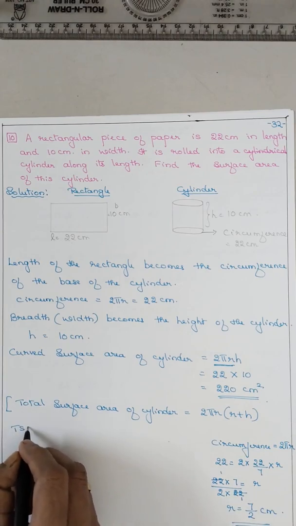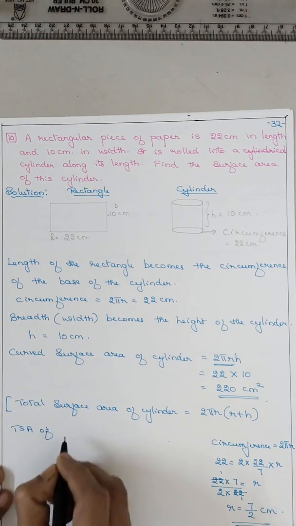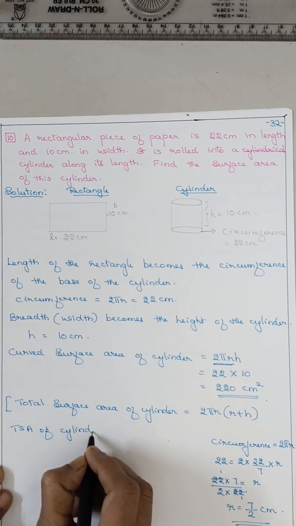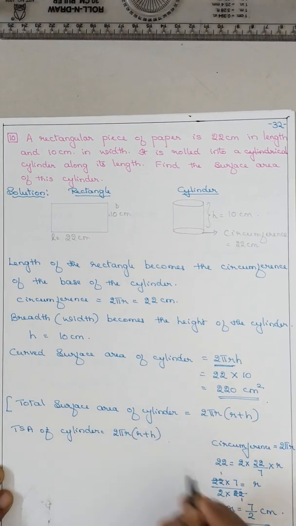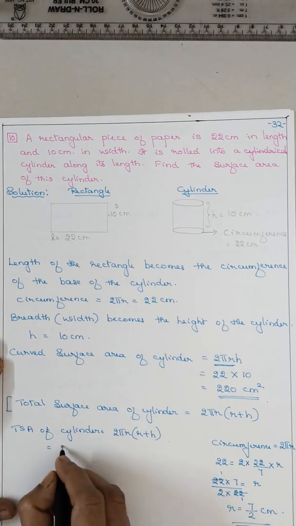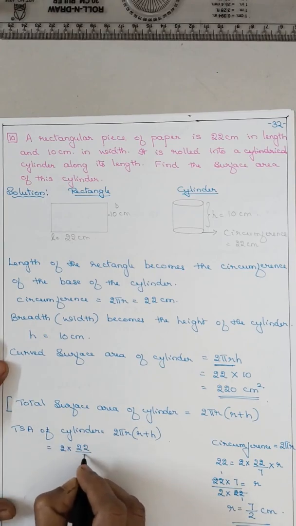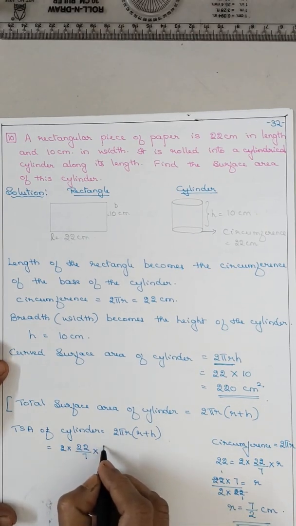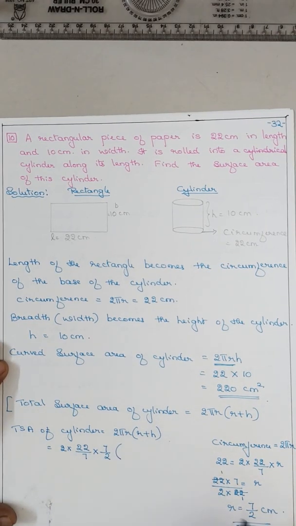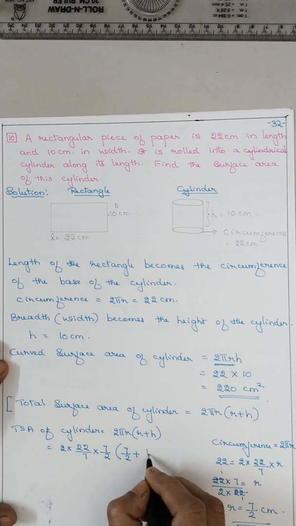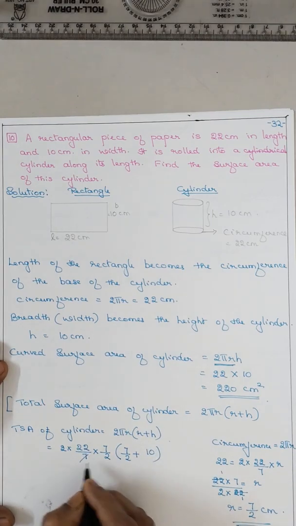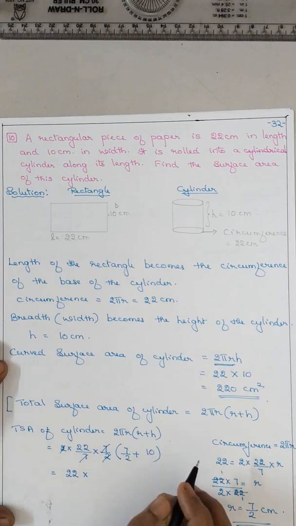So TSA of cylinder is equal to 2πr(r + h). It is 2 into 22 by 7 into r, which is 7 by 2, bracket 7 by 2 plus h, which is 10. Now 7 gets cancelled, 2 gets cancelled. You get 22 into 7 by 2 plus 10.